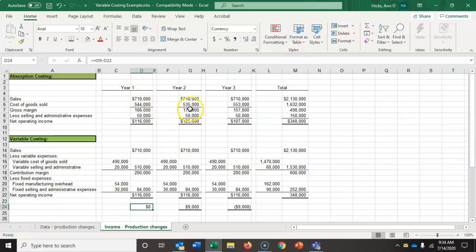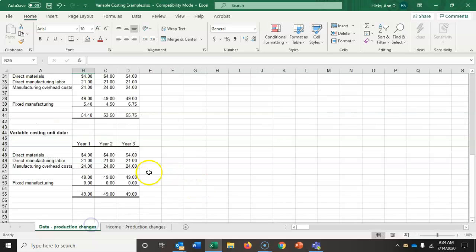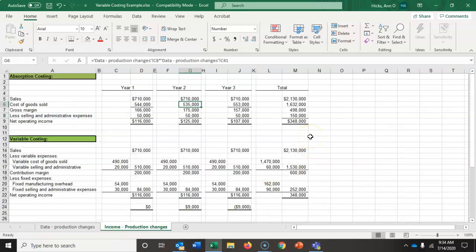All right, let's look at year two. Back up to absorption costing. Sales are the same. Keep in mind, we sold 10,000 units every year. Sales aren't going to change. Cost of goods sold, however, has changed. And that's strictly because we spread those fixed costs over more production, which means the cost per unit has gone down. It's now $53.50. And so we have a cost of goods sold of $535,000.